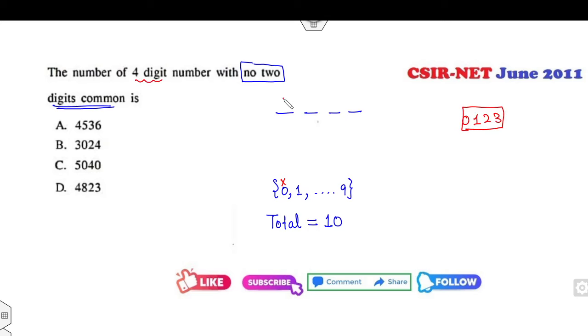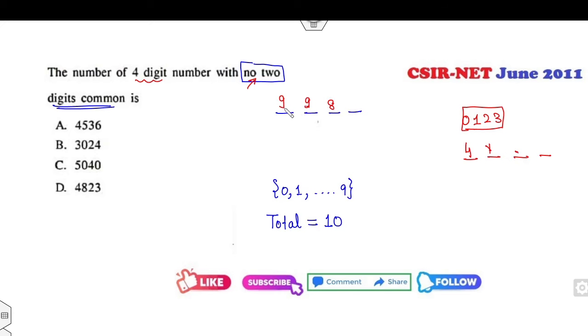So how many choices for the first place? 9 choices, fine. How many choices for the second place? Now, because 1 digit is fixed and no 2 digits are common, the choices are again 9, because if I have fixed this number as, say, 4, then for the next place it can never be 4, so the choices are 9 again. So first of all it is 9, fine. How many choices for the third digit? 8.